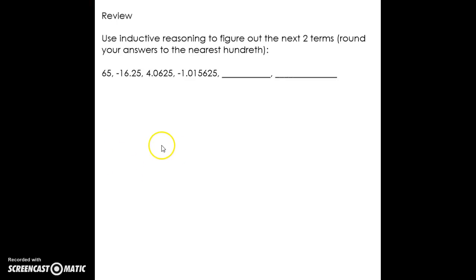So a quick review, we need to look at our data here in our sequence, and we need to figure out what the rule is that's happening to each term to get the next two terms. It does say round to the nearest hundredth.